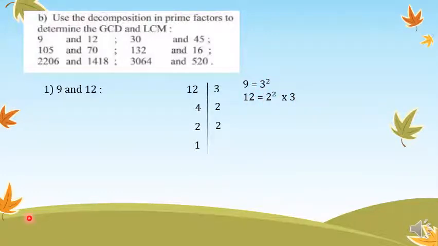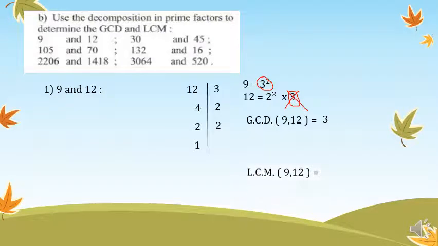So now I want to find the GCD. I circle the common factors, which are 3 squared and 3. I take the smallest one. So the GCD is 3. Now the LCM. I took 3, so I cross it. Now the LCM is the remaining numbers, which are 2 squared times 3 squared. Let's continue.